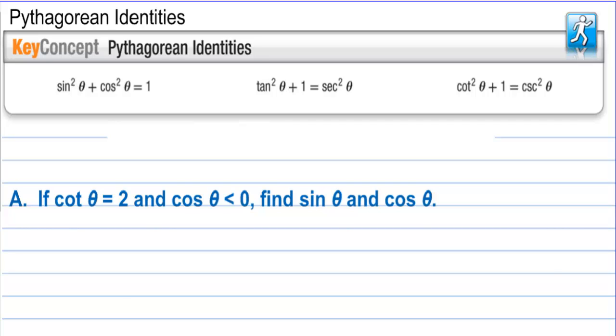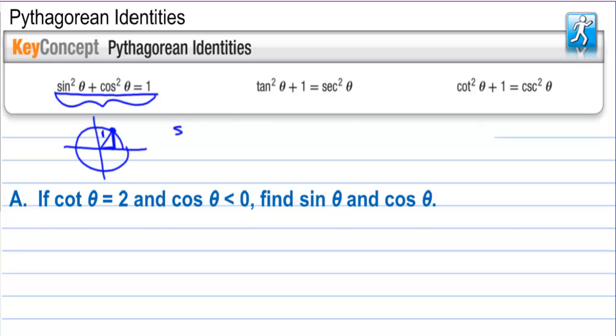Pythagorean identities. The Pythagorean identities are, first, one of them is sine squared plus cosine squared equals 1. Now, where does that come from? If you have a circle, pick any point on the unit circle where this radius is 1. If you take the x squared plus the y squared, that's going to always be equal to 1 because that's the unit circle and the radius is 1. So we get this Pythagorean identity.